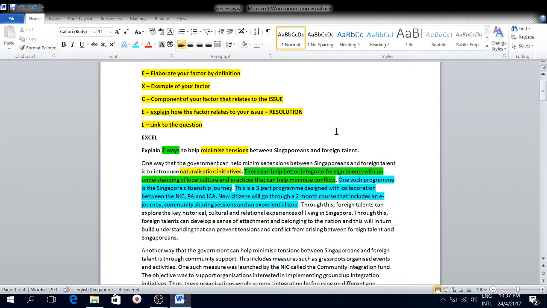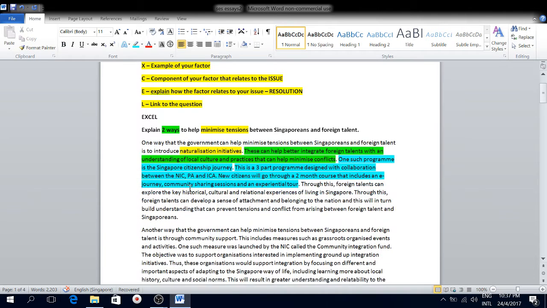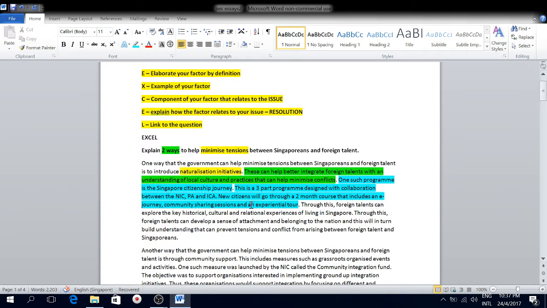Okay, now going back to the issue, we are talking about minimizing tensions, correct? So how do I do my C part? How do I make sure that I list down the key parts of my factor that relate to the issue? What do they do? I can't just say that they go through this journey and all this, but so what if they go through all these things? So this, I'm doing my C part now.